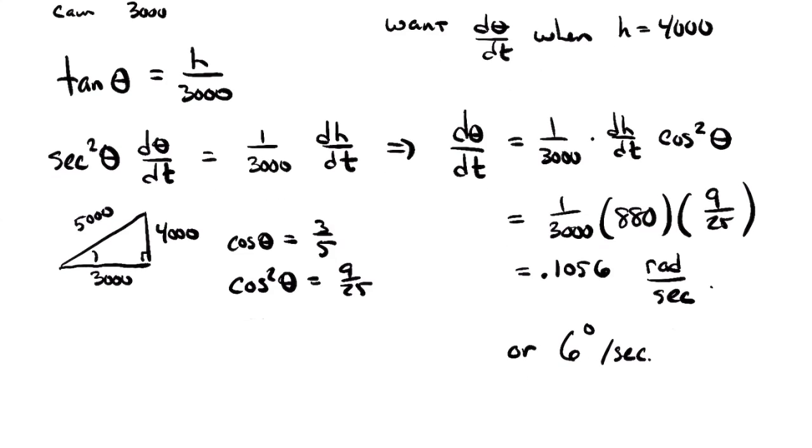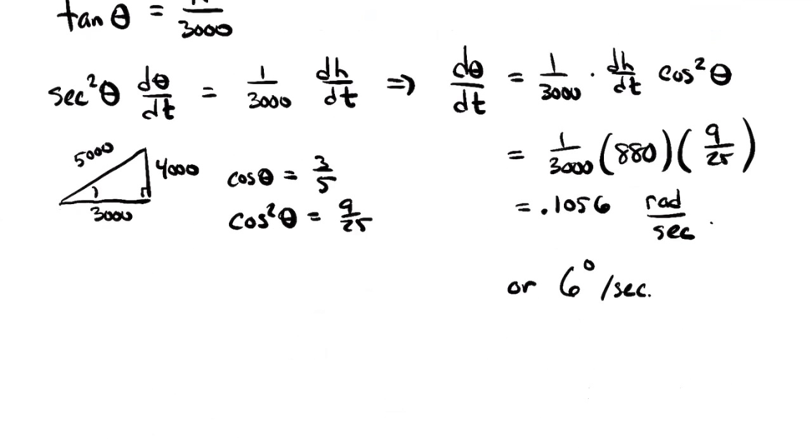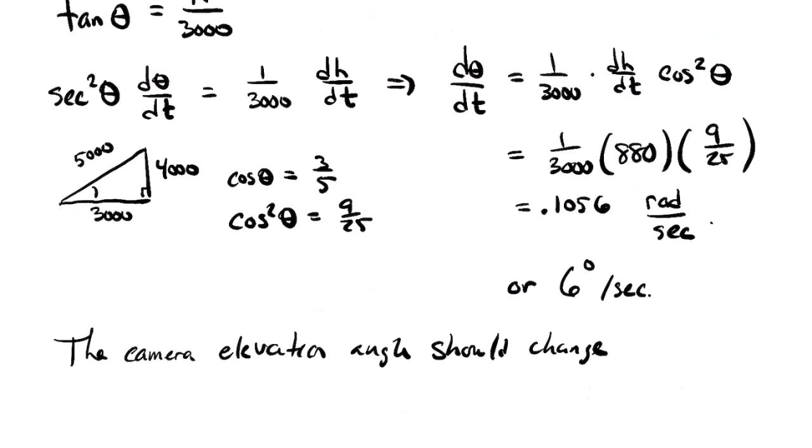So if we wanted to write our answer, let me look at the question one more time so I know that I'm answering it correctly. It says, how fast must the camera elevation angle change to keep it pointed at the rocket? Well, the camera elevation angle should change, I can't talk and write very well at the same time, at about 6 degrees per second. Okay, there's a nice complete answer to the question. Nice. Okay, one more example.